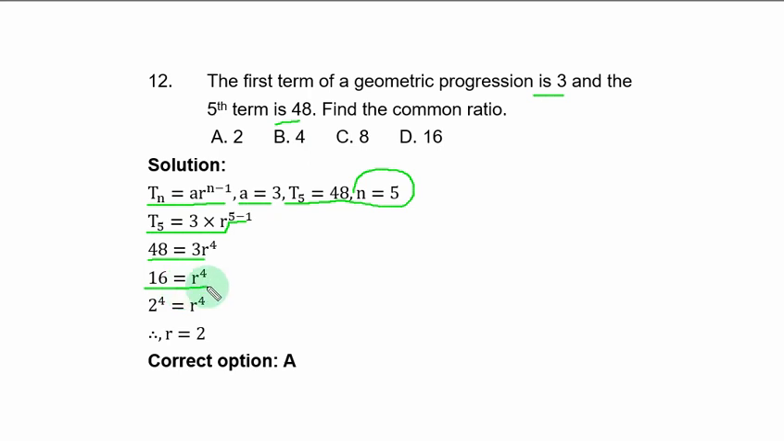For us to get r, it is possible to express 16 to have power of 4, and that is 2 to the power 4 equal to r to the power 4. By the time you equate the powers, you have r equal to 2. Or from this point, you can take the fourth root of both sides, and that will also give r equal to 2. A is the correct option.